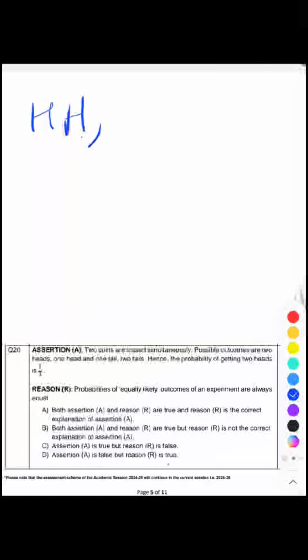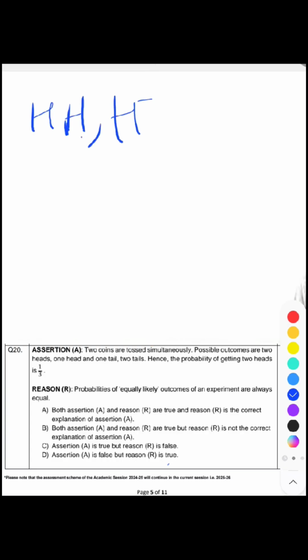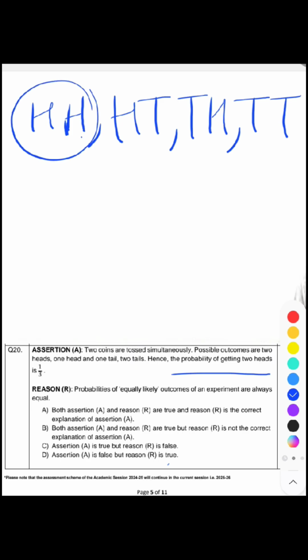First sample space HH, HT, TH and TT. These are the four sample spaces. So the probability of getting two heads. Two heads is the only option one. So for the probability of two heads, one favorable, total possible four. Probability is 1 by 4. So this assertion is wrong.